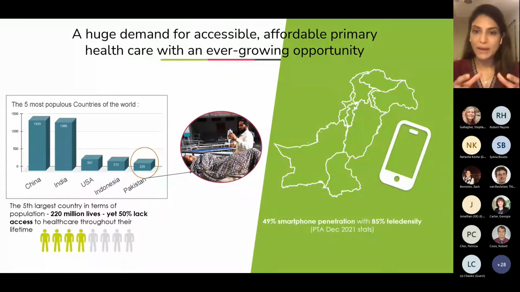So I just want to begin by stating the problem, what Sehat Kahani is working on and why it was created. Training as a medical doctor out of Pakistan, I saw two very interesting and contrasting healthcare issues in Pakistan, and they have a lot to do with the demand and supply gap. If you talk about the demand in healthcare in the country, Pakistan has the fifth largest population in the world. There are 220 million people in Pakistan.